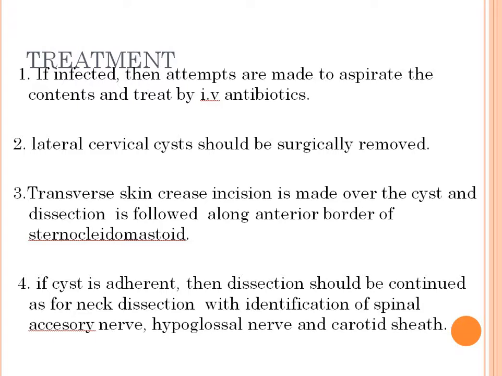A transverse incision is made over the cyst and the dissection is followed along the anterior border of the sternocleidomastoid. If the cyst is adherent, then the dissection should be continued as for a neck dissection with identification of the spinal accessory nerve, hypoglossal nerve and the carotid sheath.